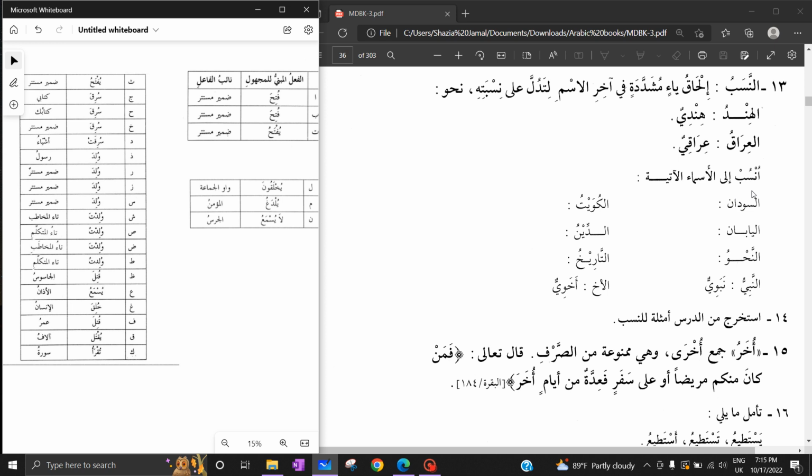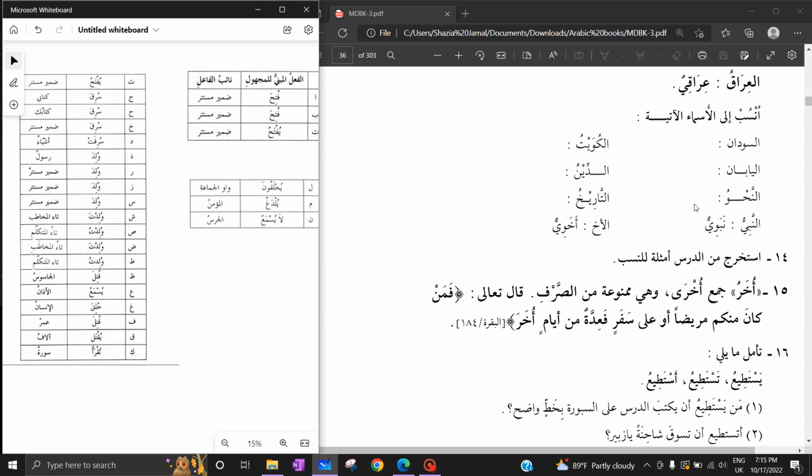So the question is unsub ilal asma'i al atiya. Now there are a lot of country names here, and you have to make a nisba out of it. Here they have actually given only male nisba. You can also make a female nisba just by adding a ta marbuta after this ya mushaddada. I will show you. This question is very easy, and I will come to it later.